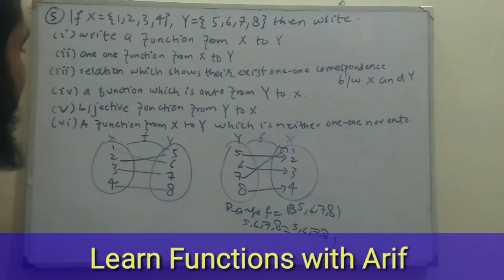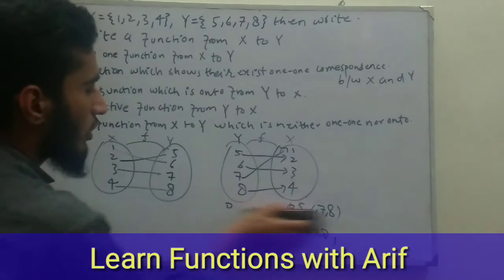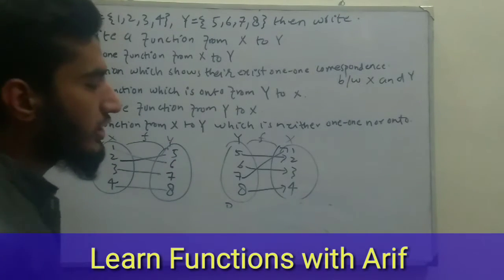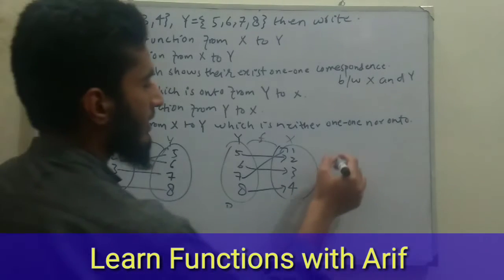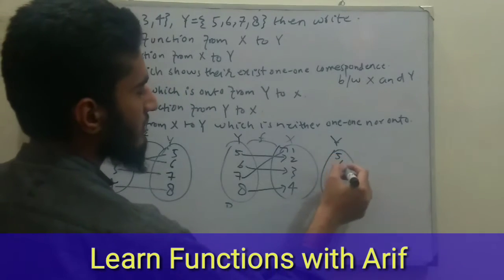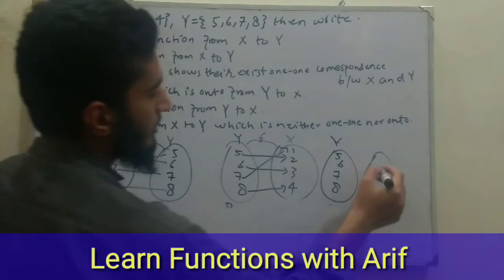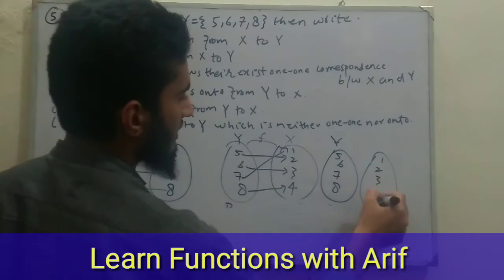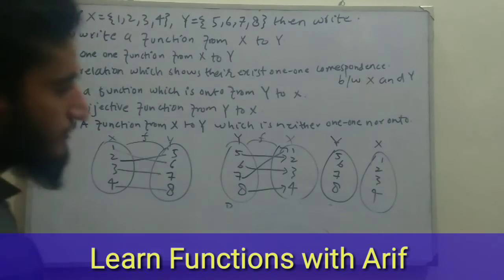So now move to part 5. It tells that write a bijective function from y to x. So bijective functions are those functions which are both one-one and onto. So let's suppose we draw a y set over here, which is 5, 6, 7, 8, and our x set is 1, 2, 3, 4. And that tells that write a bijective function from y to x. So bijective functions are those functions which are both one-one and onto.